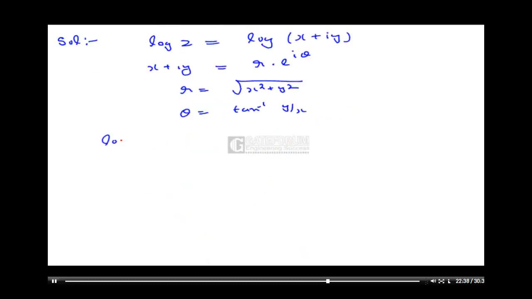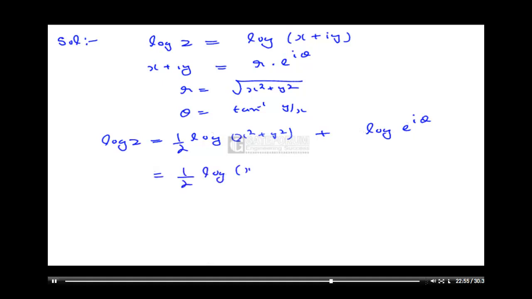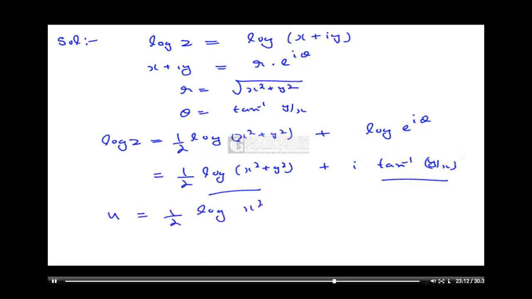Thus log z can be written as log of the square root of x square plus y square, plus log of e to the power i theta. This will become 1 by 2 log of x square plus y square, this is the real part, plus i times tan inverse y by x, this is the imaginary part. Now we have got the u and v: u equals 1 by 2 log of x square plus y square, whereas v equals tan inverse y by x.